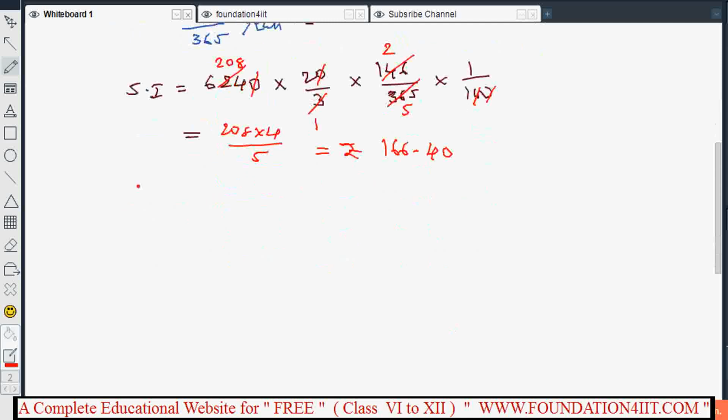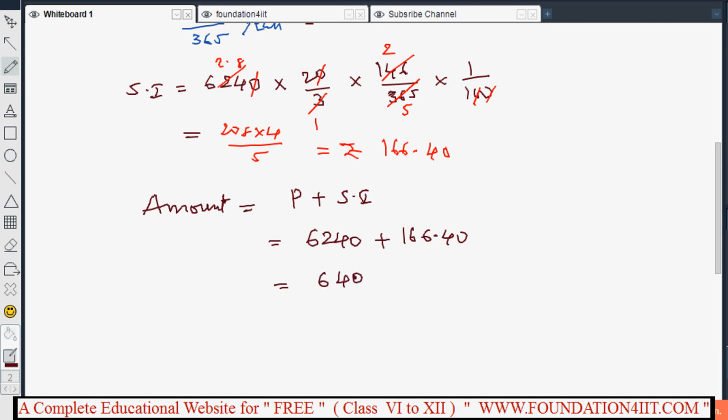Now the amount is asked. So therefore amount is equal to principal plus simple interest. Now principal, according to the problem, is 6,240. Simple interest is 166.40. So if you add both, you get 6,406.40. So this is the total amount. Whenever we have dates, this is the procedure we need to follow.